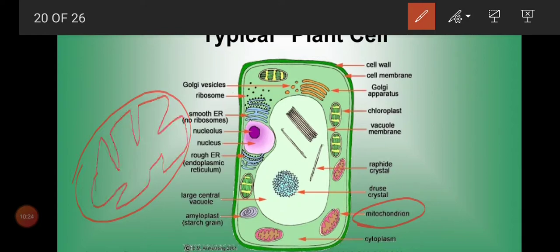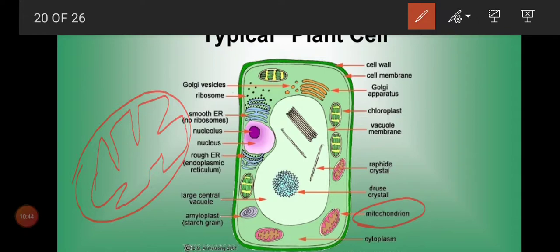Like this you can draw. So this is the mitochondria, and what will the mitochondria do? We learned this in lower classes. It is the powerhouse of the cell. Here cellular respiration takes place. So what is the role of mitochondria? Cellular respiration takes place only in the mitochondria.